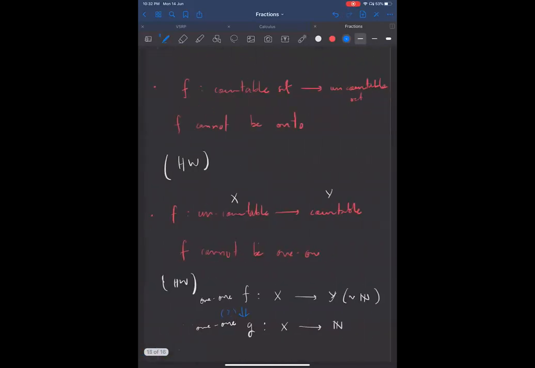We have a 1-1 function from X to N. That will imply that X is countable, which is a contradiction. So going back, there doesn't exist any 1-1 function from X to Y. That is the whole proof. Now, from the first line to the second line, how to go there?